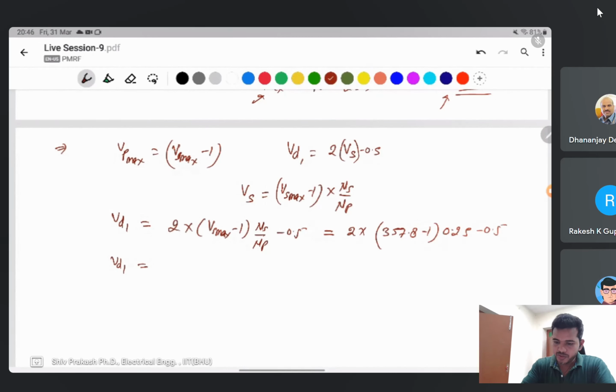Then VD1 is equal to 357.8 minus 1, into twice 0.25, minus 0.5. So only 177.9, or approximately 178 volt. This is the peak inverse voltage of the diode.